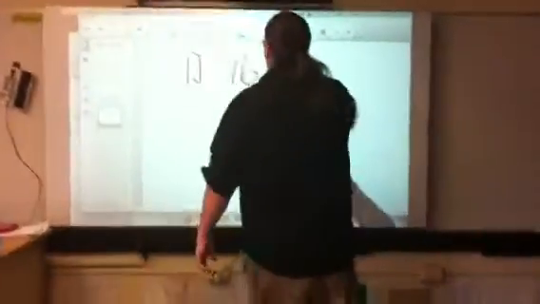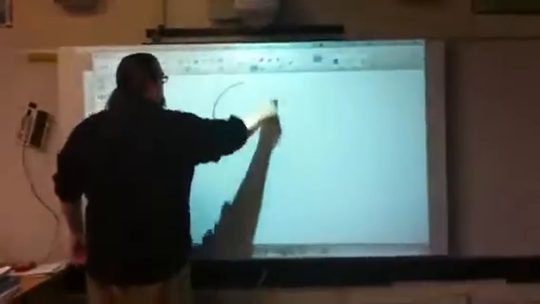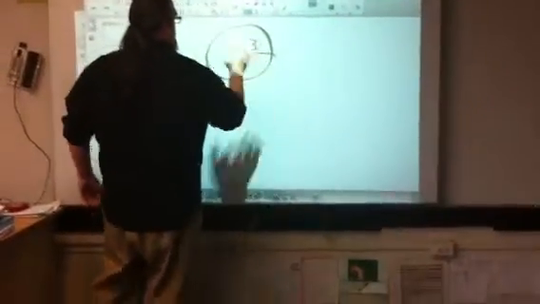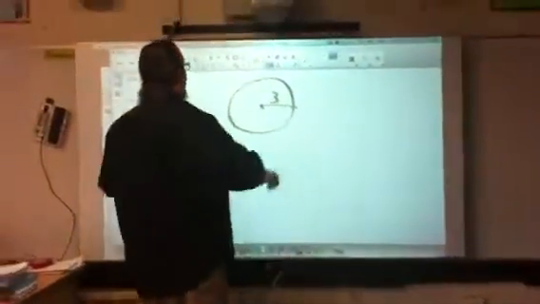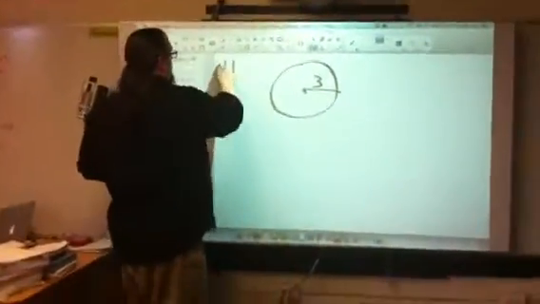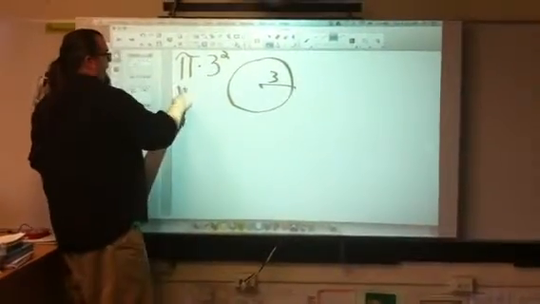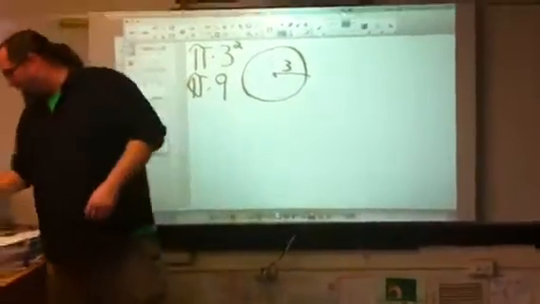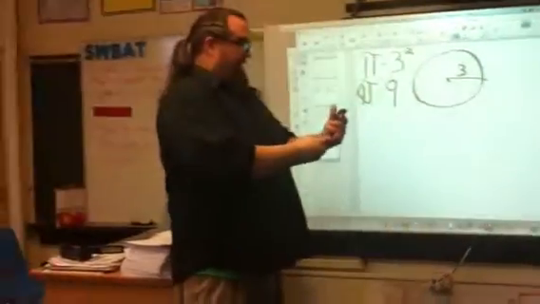Now, if you have a circle, I'll just go to a new page. If I give you a circle, and I give you the radius as 3, now just 3. Easy, because they gave you the radius. So now when you want to do pi times the radius squared, you do pi times 3 squared, simple, pi times 9. I'll use the calculator: 3.14 times 9, and I get 28.26.